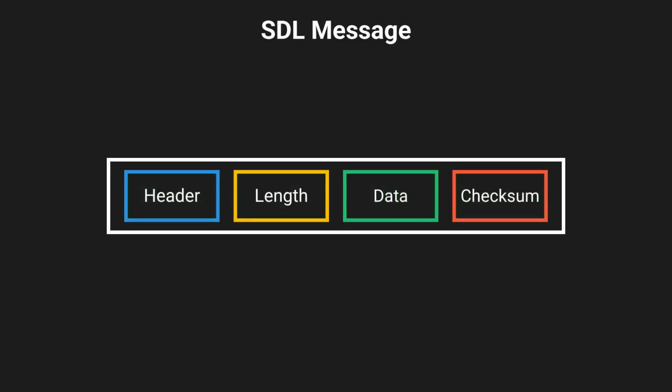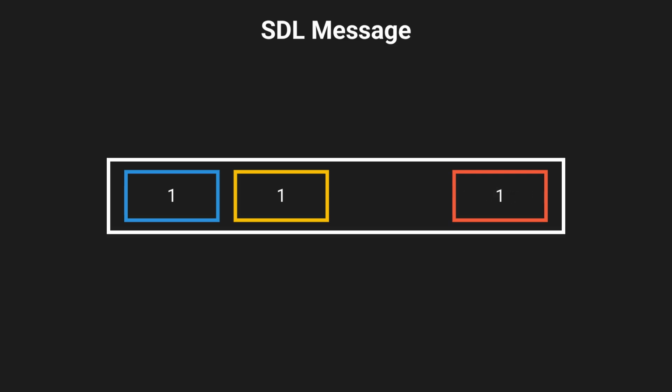For example, let's take the smallest request of 3 bytes, which does not include data bytes. Here, header is 1 byte, length is 1 byte, and checksum is also 1 byte. So the total length of message is 3 bytes. If we add n number of data bytes in the request, the length becomes 3 plus n, which is a formula that will work for any type of request.